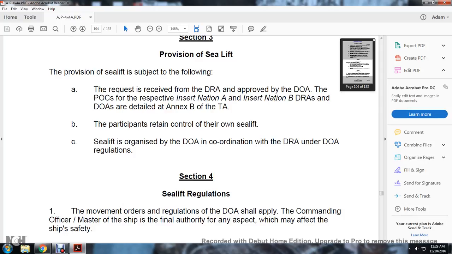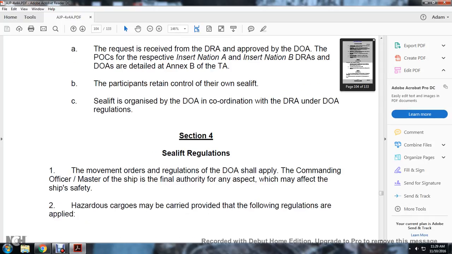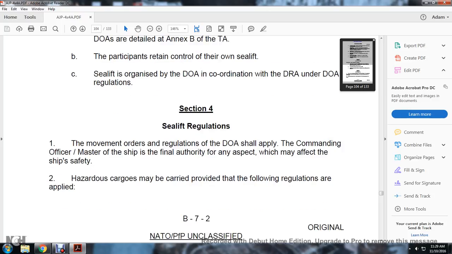Participants retain the control of their own CLIF. CLIF is organic to the defense operating authority, coordinated with the defense requesting authority and the defense operating authority regulations. Section 4, CLIF regulations. The movement of orders and regulations of the defense operating authority shall apply with the commanding officer, the master of the ship, and the final authority for any aspects will make effective ship safety. Hazardous cargoes may be carried provided the following regulations are applied.